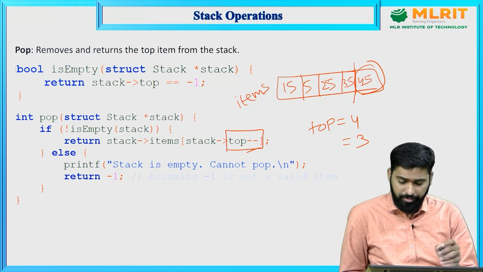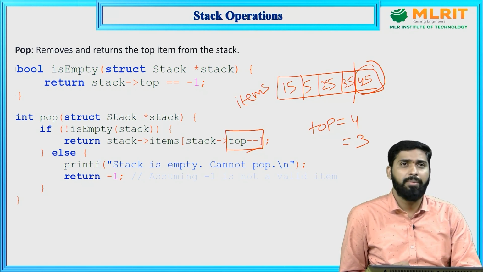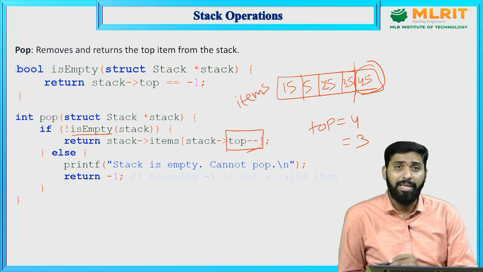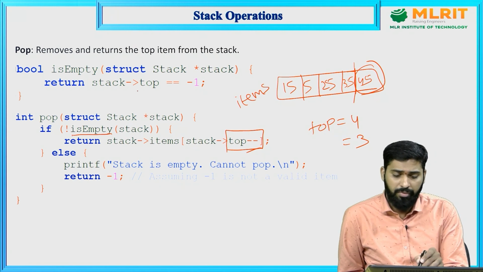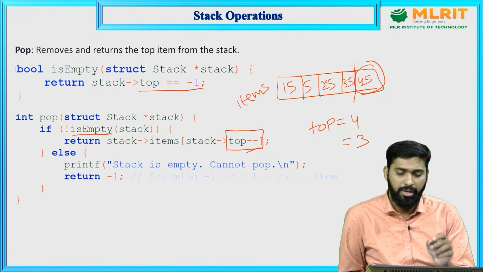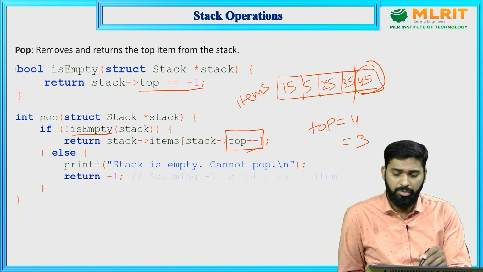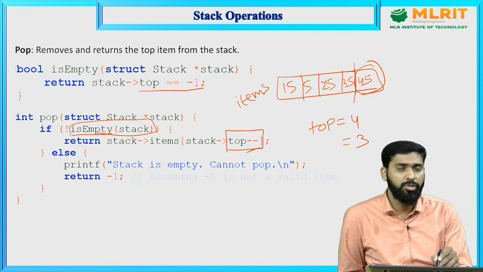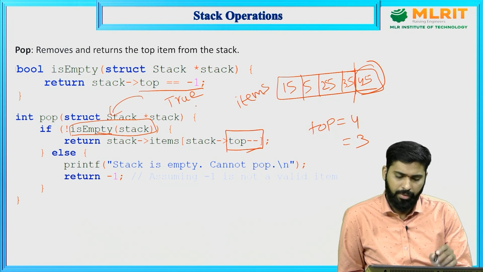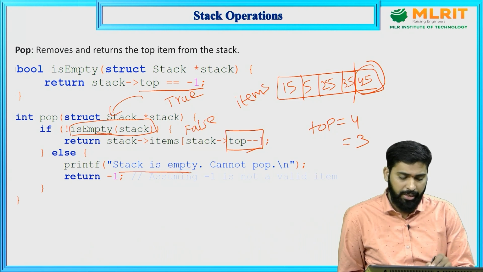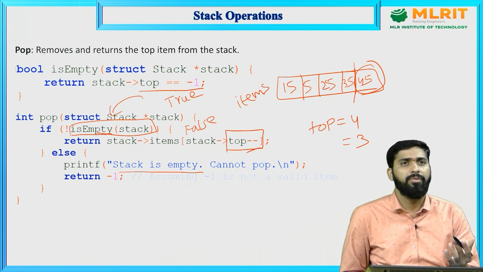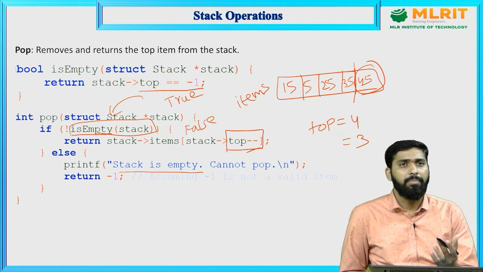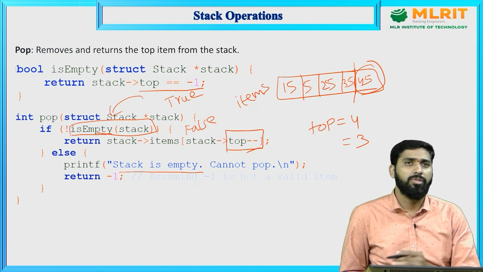Now, another condition: if the stack is empty, there is nothing to delete. How can we identify that? By using is empty. Here, if top equals -1, then it returns the boolean value true to this function. So, not true means false, and we print stack is empty. We try to delete some value, but that stack is empty. How can we identify that? The top value equals -1.